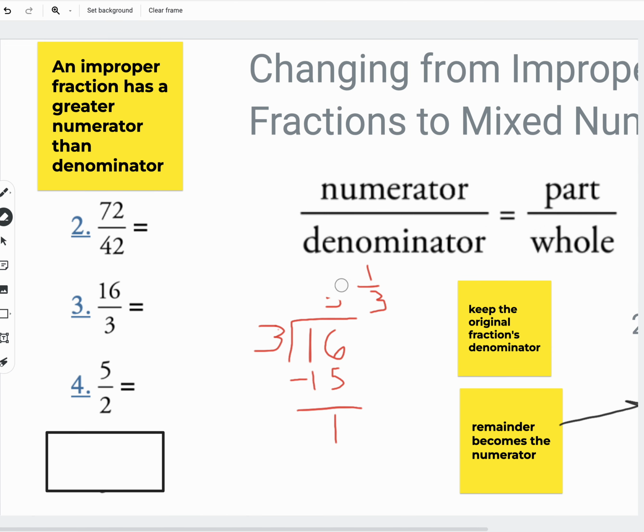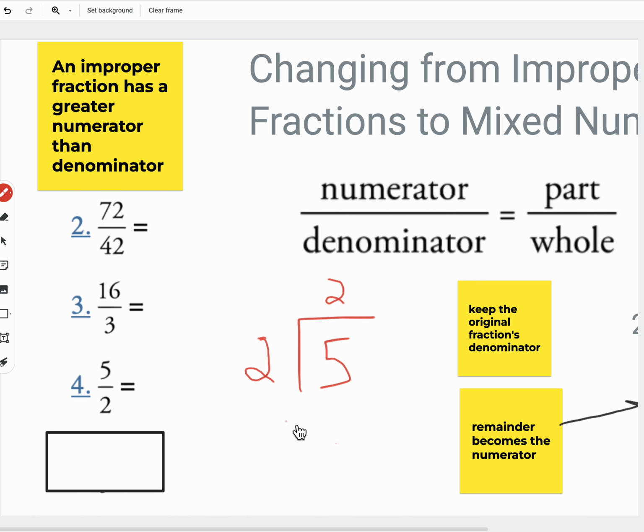Now let's try number 4. 5/2. 5 divided by 2. 2 times 2. Remainder of 1. 2 1/2. This is our example problem from earlier. 5/2 can be rewritten as 2 1/2.